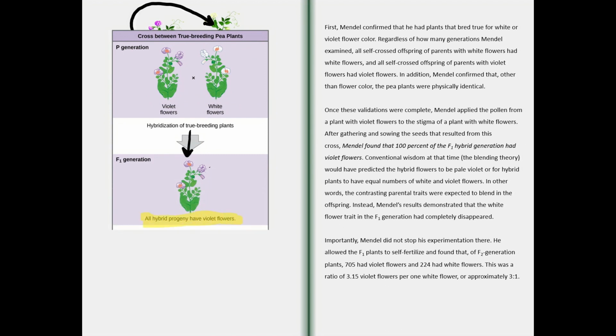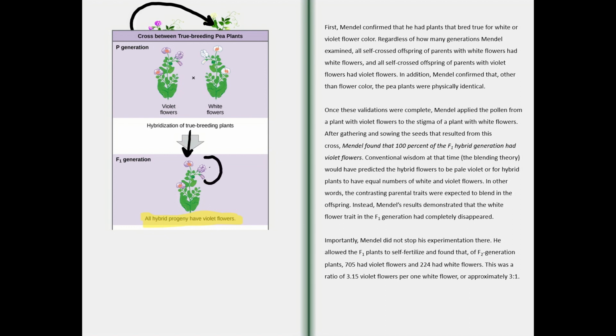Conventional wisdom at that time, with the blending theory, would have predicted the hybrid flowers to be pale violet, or for hybrid plants to have equal numbers of white and violet flowers. In other words, the contrasting parental traits were expected to blend in the offspring, but instead, Mendel's results demonstrated that the white flower trait in the F1 generation had completely disappeared. Importantly, Mendel did not stop his experiments there.